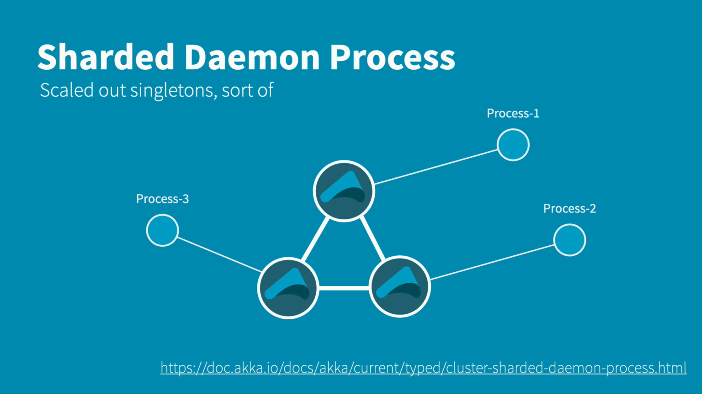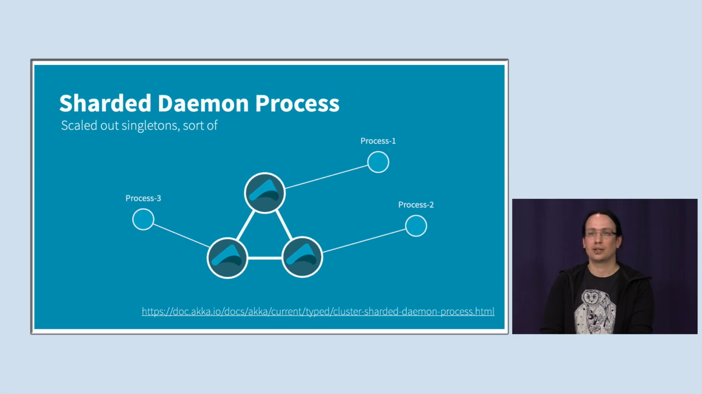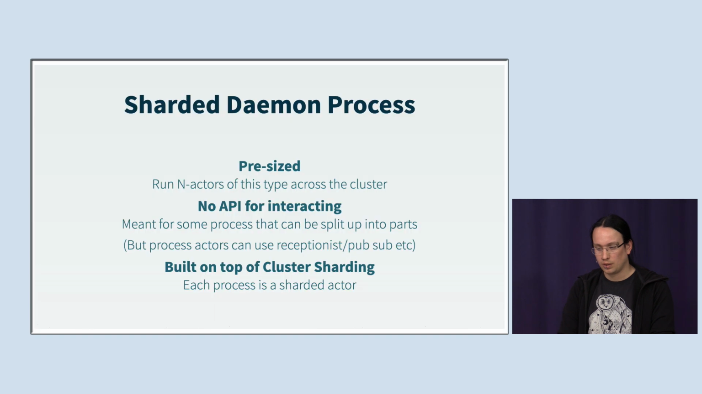Sometimes you want to do that thing with the singleton, but you want a specific set number of these. A very common use case for this would be consumers for Kafka. You want to run 10 consumers for Kafka across your cluster. If you scale your cluster down to 5 nodes, you want 2 consumers per node. If you scale it up to 10 nodes, you want 1 consumer per node. So this component is pre-sized. You can't change that across a deployment. If you want to change it, you need to stop the cluster and start a new one with a new number.